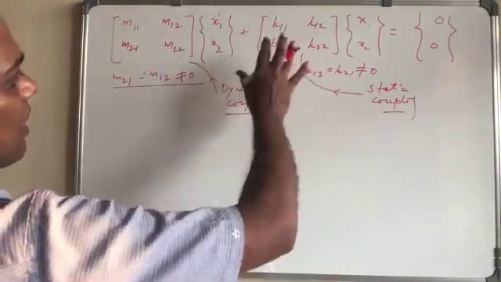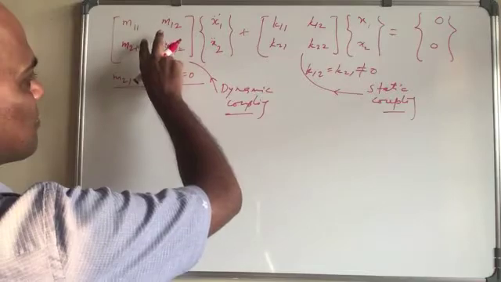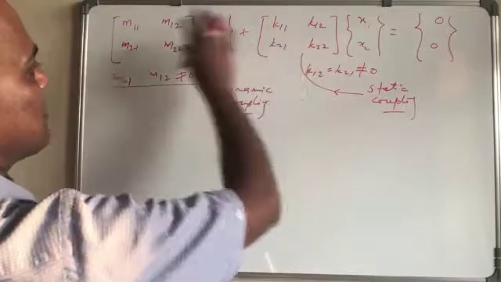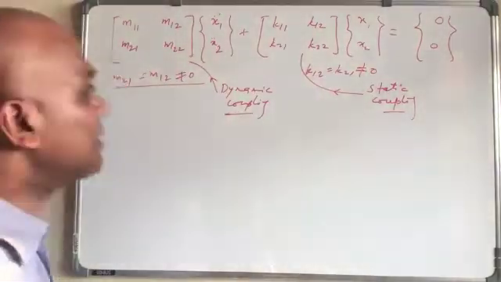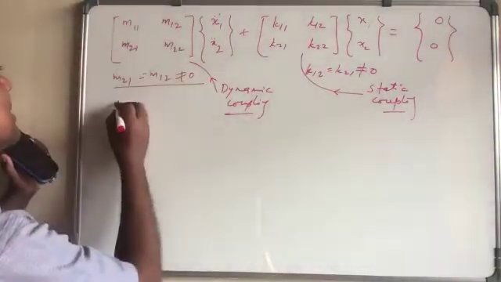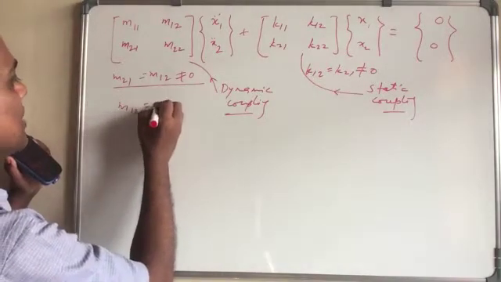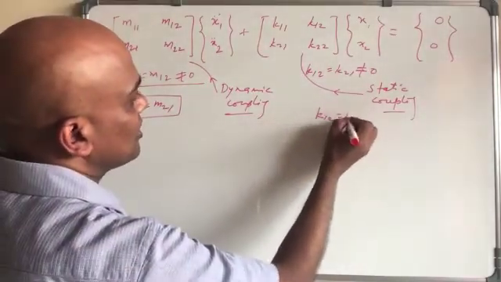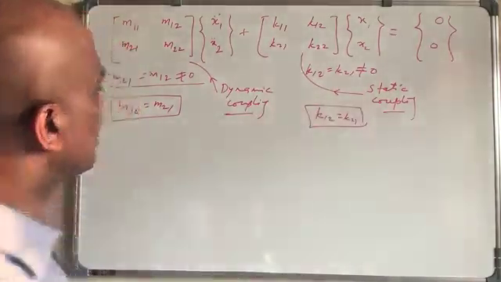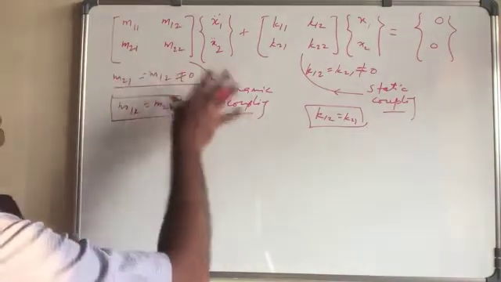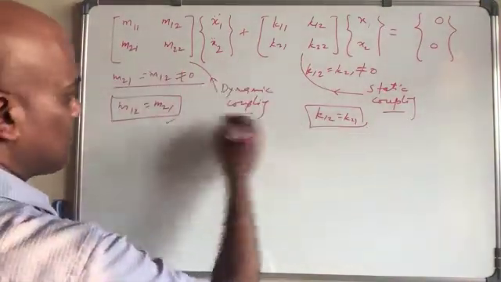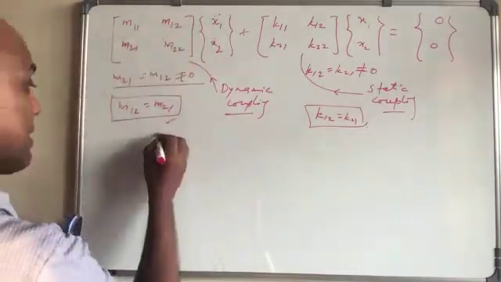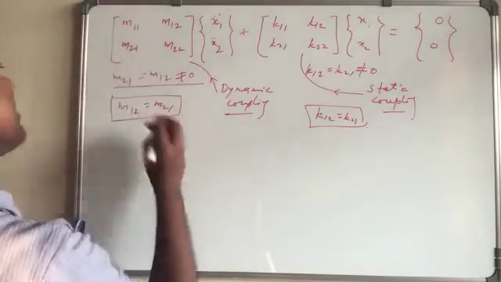Now, as I said earlier, typically the stiffness matrix and mass matrix both will be symmetric, but this may be coupled. Symmetric means that M12 equals M21. Most of the time it will be like this, and here also K12 equals K21. This makes it symmetric, but there may still be coupling. It is not coupled when we have the diagonal terms only.